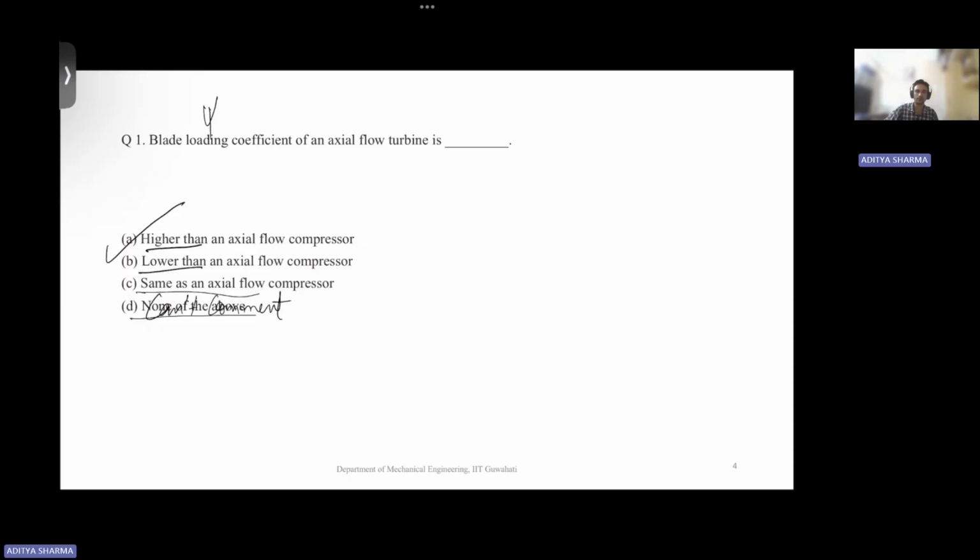One basic difference you always have to keep in mind is that in your compressors you are giving work, and in your turbines you are getting work.